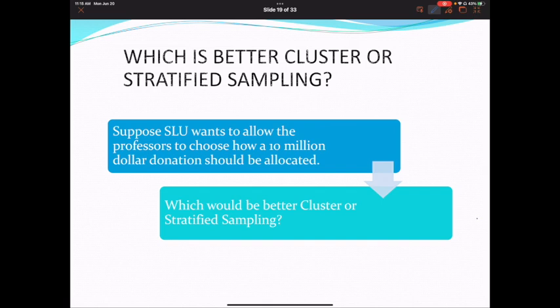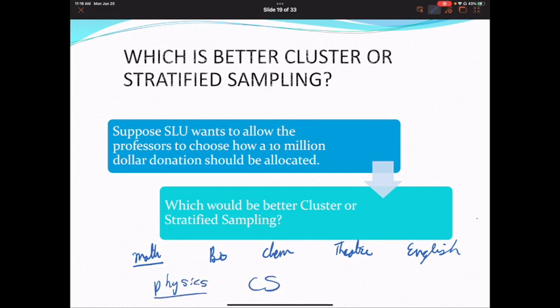So we could break them up into clusters or strata by departments. We could have the math department, bio, chem, theater, English, physics, computer science, right? So we could break it up into all these different clusters or strata. If I use the cluster method, and let's say I only picked math and physics, math and computer science, would that be representative of the population?